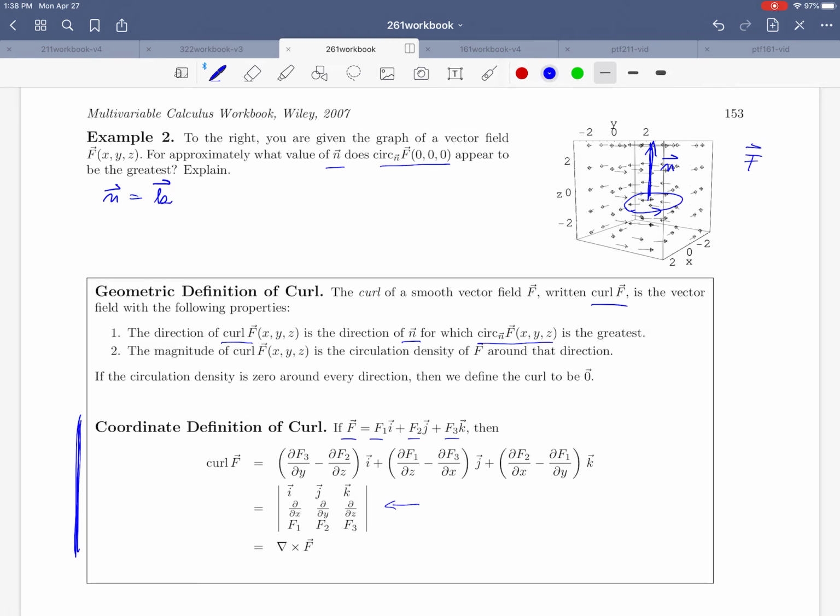So that gives me the direction of the vector curl F. What is the magnitude of the vector curl F? That is the circulation density of F around that direction. So again, the curl of a vector field, curl F, is a vector field itself that has two properties. One is that the direction of curl F is the direction that gives me the greatest circulation density, and then the magnitude is this circulation density around the direction.